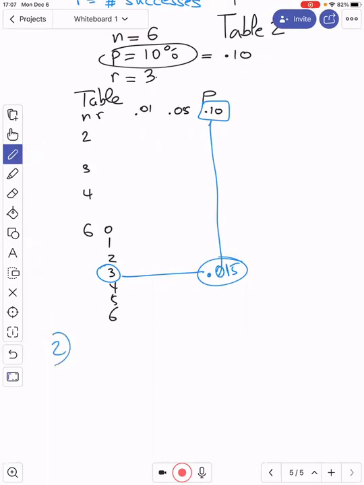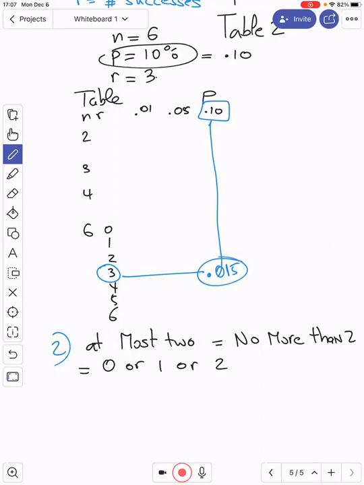So when we say at most 2 ties, at most 2, that's no more than 2. And no more than 2 means it's less or equal to 2. Less or equal to 2 means it's 0 or 1 or 2. Okay. So in this problem, we need the probability that R, number of successes, is 0 or 1 or 2.